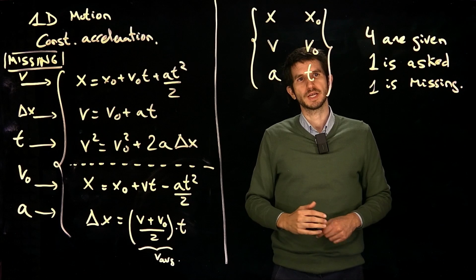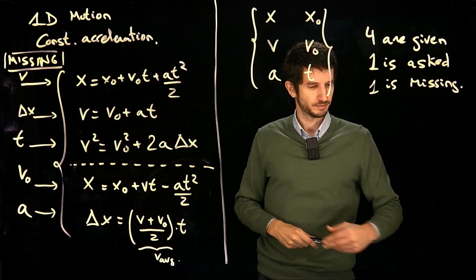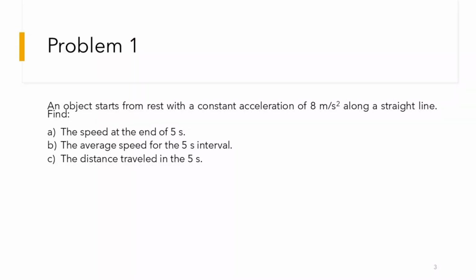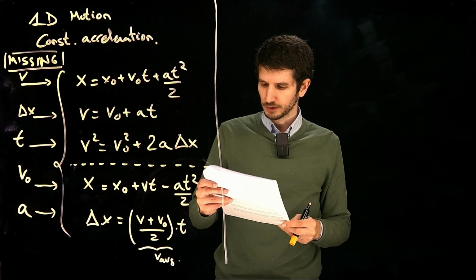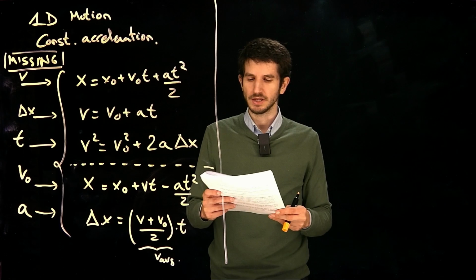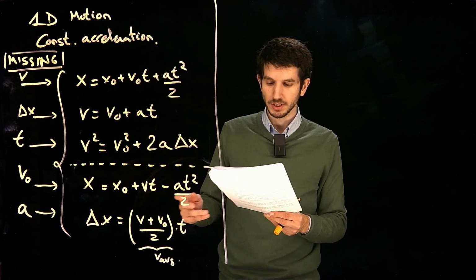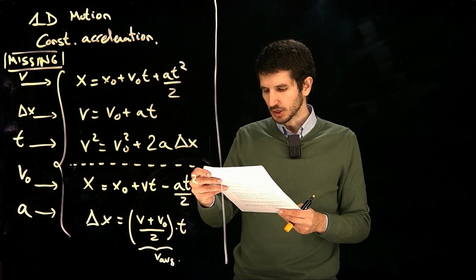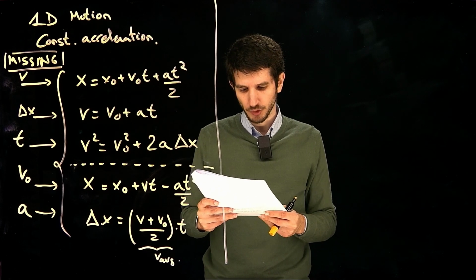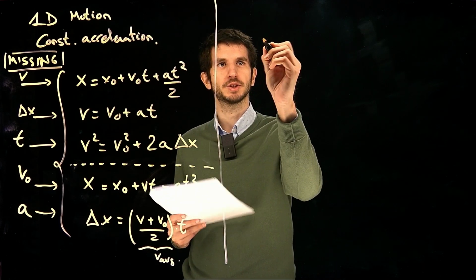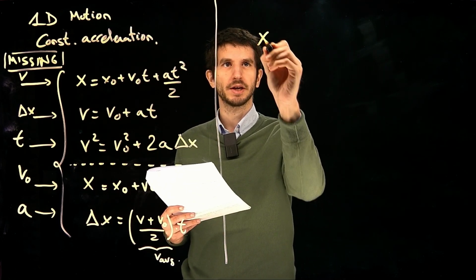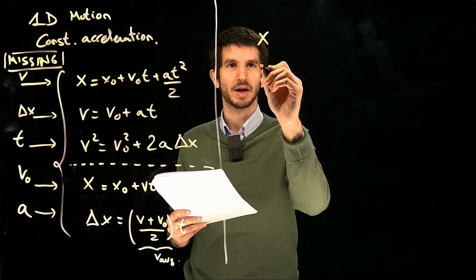So let's see a few examples on how to use this. Now let's read together this problem and identify the information that is given, what is missing, and what is being asked. It says there's an object that starts from rest with a constant acceleration of 8 meters per second squared. Now I can write all my parameters in here.